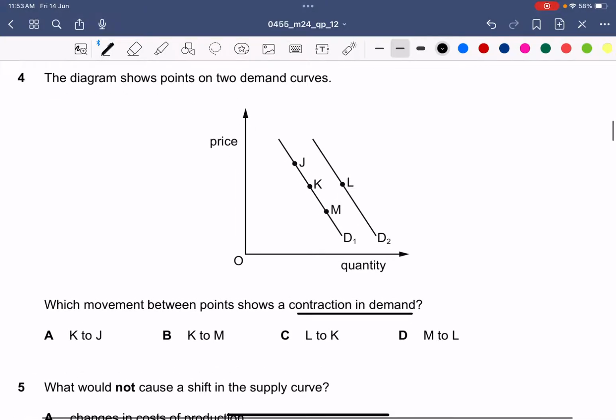So when we say contraction, it's when we see this D1 and this is contraction. There's a pattern, so it's always like this. This one is contraction and like that is extension. Just for you to know. So it's K to J. This is contraction in demand. Okay.